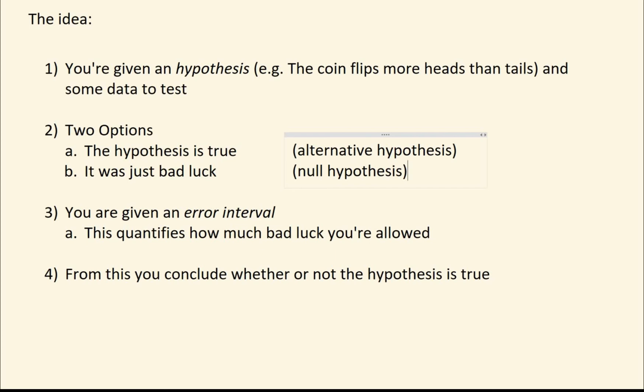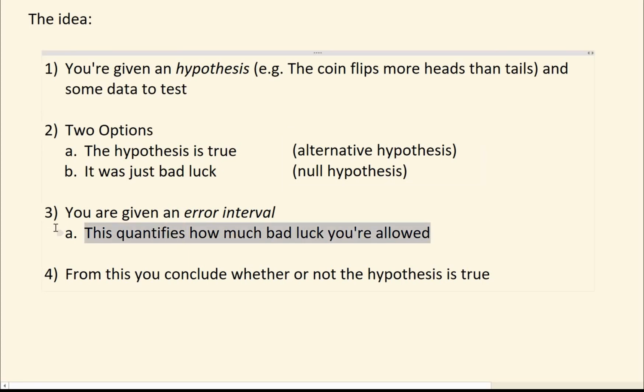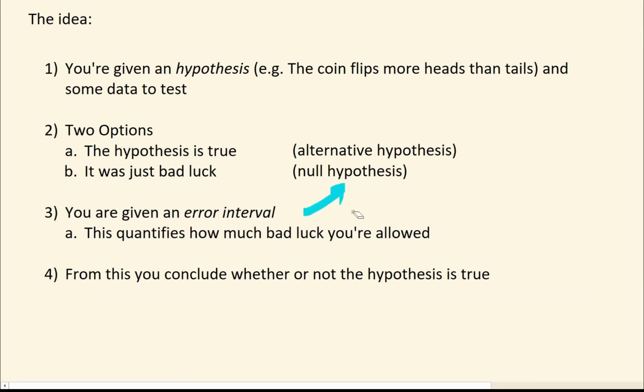To help you with this, you are always given an error interval. This quantifies how much bad luck you are allowed. So it might say test at an error interval of 5%. That means if the odds of it occurring by pure random chance, i.e. bad luck, were more than 5%, you'd go for the null hypothesis. If the odds of it occurring by random chance were less than 5%, so like 2.5%, you would then assume it was biased and therefore go to the alternative hypothesis.